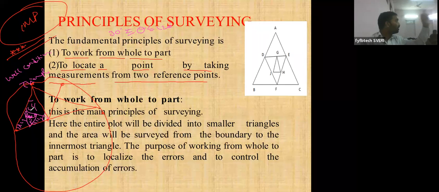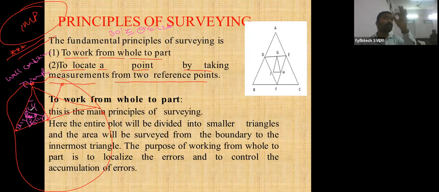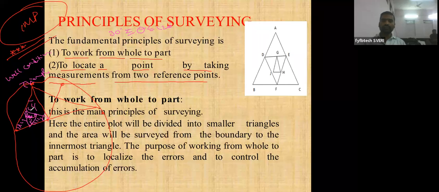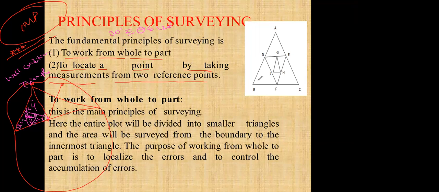So the first principle is working from whole to part. How to divide? It should be divided into well-conditioned triangles. See the figure. Here ABC is the total larger triangle. That triangle is divided into smaller triangles DEF. Again, that triangle is divided into GHJ. It means this is one triangle, this is one triangle, this is one triangle, this is one triangle. If you want the total area of the triangle, you have to add all the areas of the triangles.